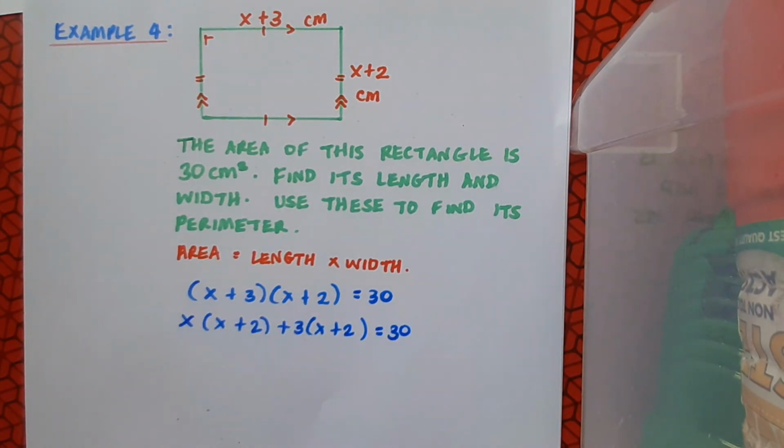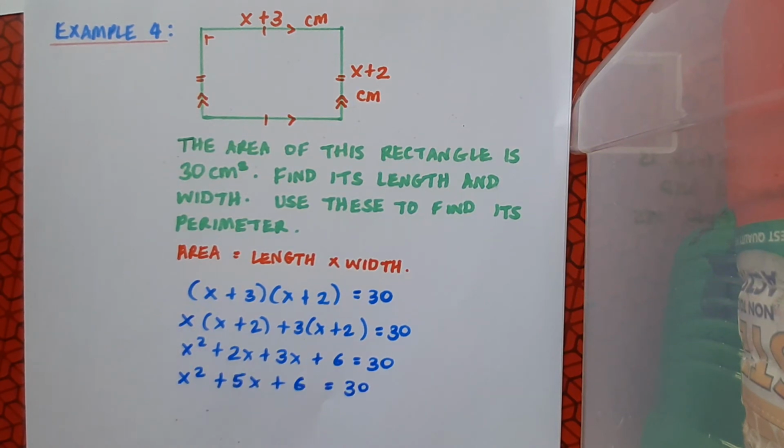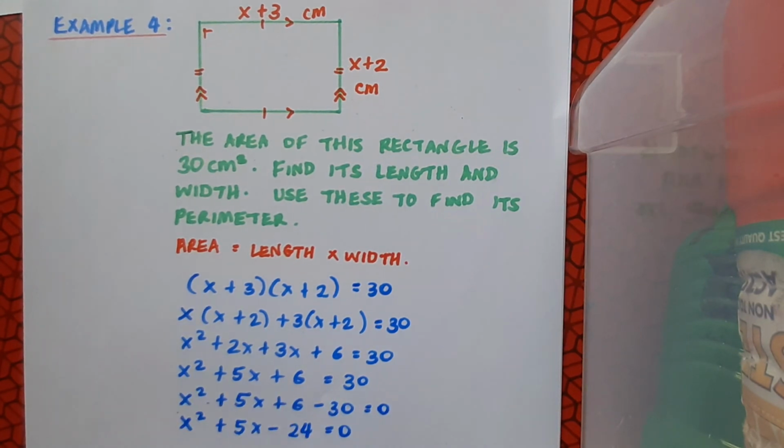So first of all, I split up that first bracket, and then I multiply, and then I tidy up slightly. But I don't want it equal to 30, I want it to be equal to 0, so the 30 is going to come over. And then I'll finally tidy that up to give me the quadratic x squared plus 5x minus 24 equals 0. So now I'm going to solve this out to figure out x.